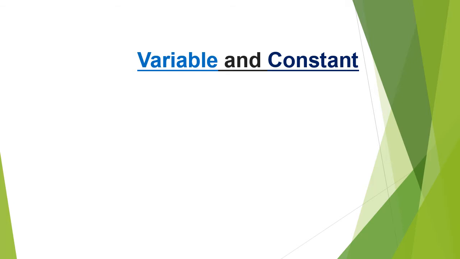After the definition, we have to learn two very important terms: variable and constant. And what is a variable actually? Before going on to the definition of variable, let's understand it. Let me give you one example. There are four friends. Let us name them A, B, C and D.